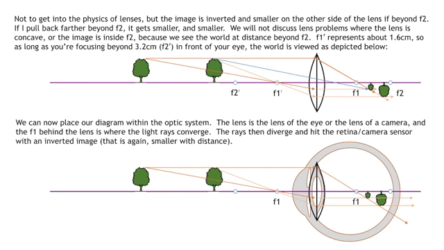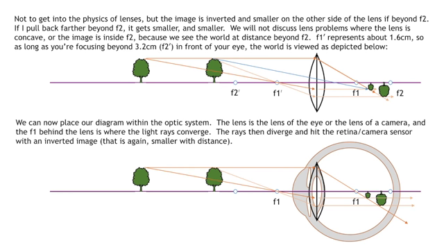But not to get into the physics of lenses too much, the image is inverted and smaller on the other side of the lens if beyond f2. And for our purposes, that's what we're going to focus on. If I pull back farther beyond f2, it gets smaller and smaller. Again, we're not going to discuss lens problems where the lens is concave or the image is inside f2, because we see the world at a distance beyond f2.